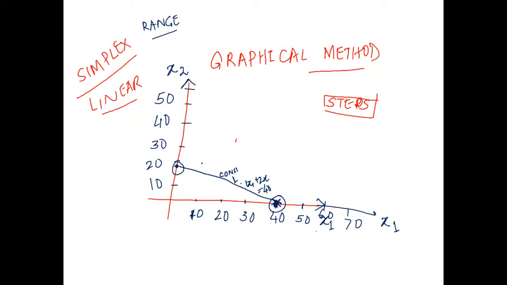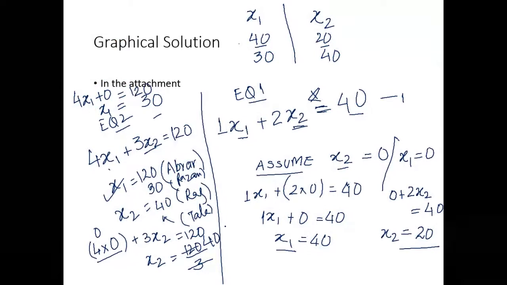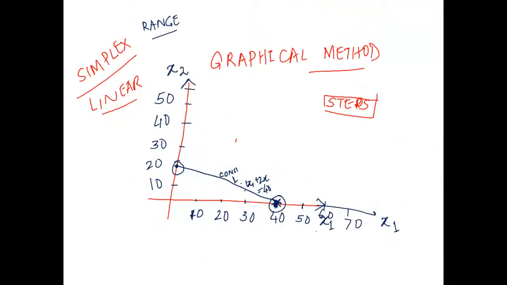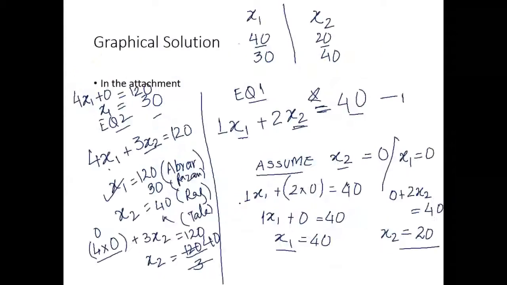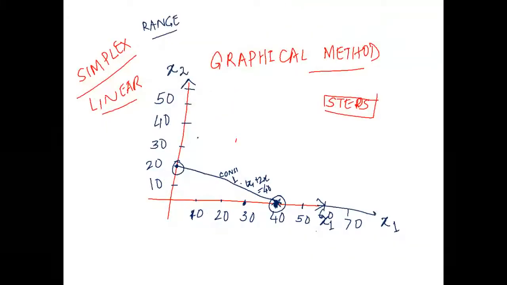So you can now make the line for equation number 2. Equation number 2, what are the values? x1 is 30, and x2 is 40. So what we do, we again repeat the same.